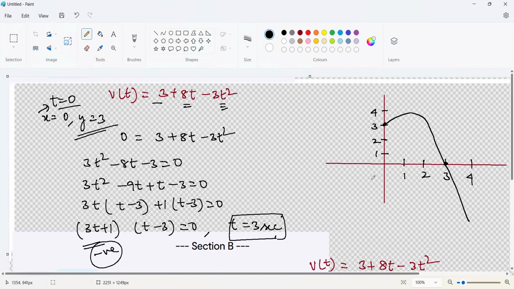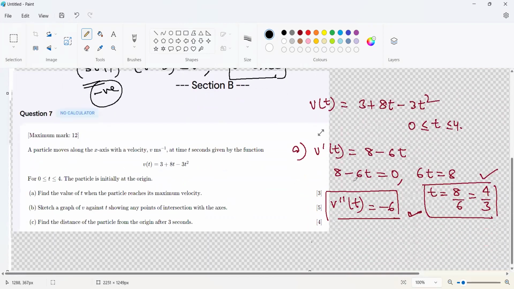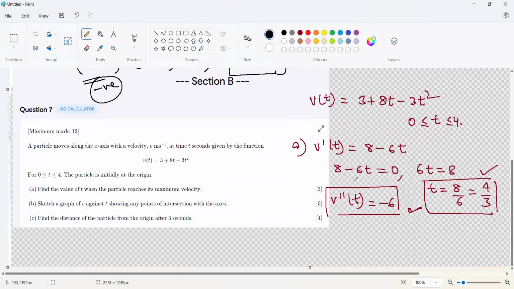But do one thing for this part C. Find the distance of the particle from the origin. That is, we need to integrate this function from 0 to 3. Do integrate this function, 3 plus 8t minus 3t squared. Let me know the result of this integration.